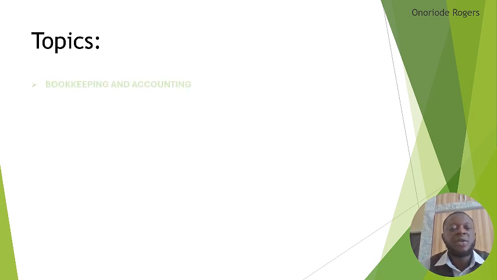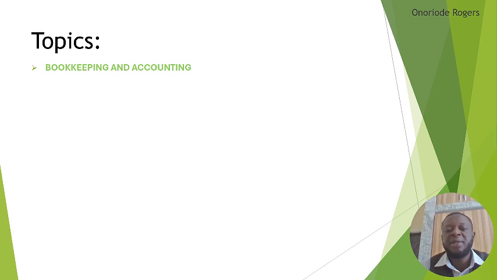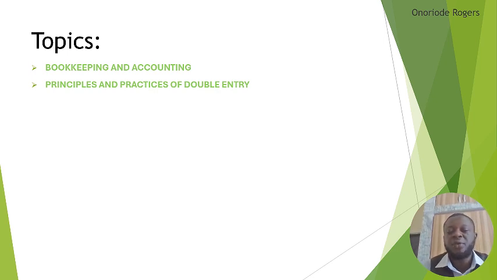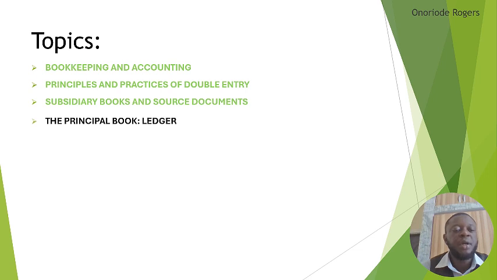So far we have discussed bookkeeping and accountant, where we say a bookkeeper is different from an accountant. Then we looked at, in our previous video, the principles and practices of double entry, where we say you debit the receiver and credit the giver. Then we also looked at the subsidiary books and source documents. For source documents, we have receipts, invoices and so forth. We also discussed subsidiary books: the sales day book, purchase day book, return inward day book, return outward day book, the cash book and the journal proper. Today we are going to be looking at the principal book of account, which is the ledger. So let's get started.